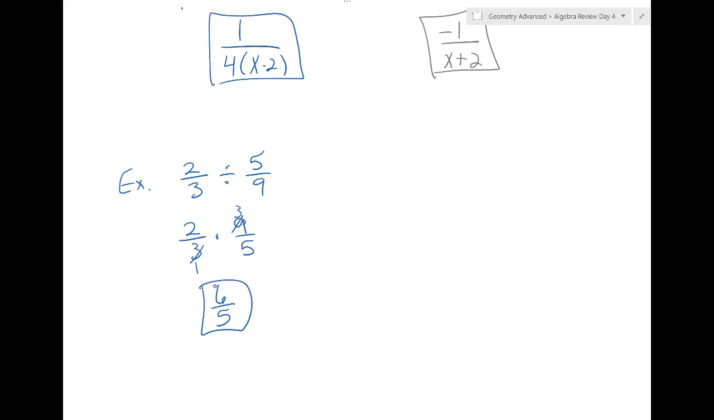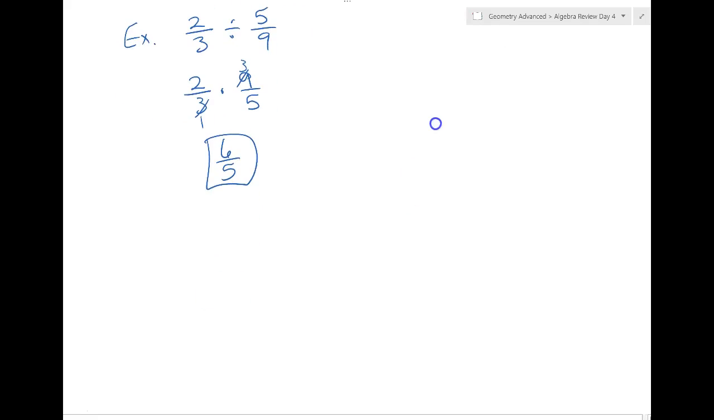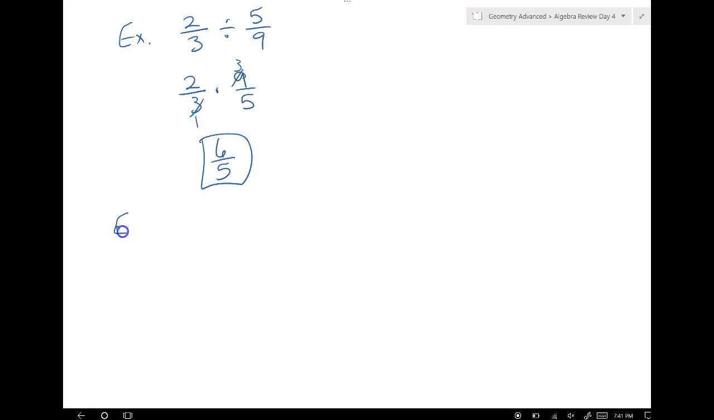And then when you do that, you just simplify and you'd end up getting 6/5. Now remember, I can cross reduce like that because it's multiplying. If there was an addition sign there, I cannot do that. No, no, no, no, not at all. It has to be a multiplication sign. All right, so we get 6/5.